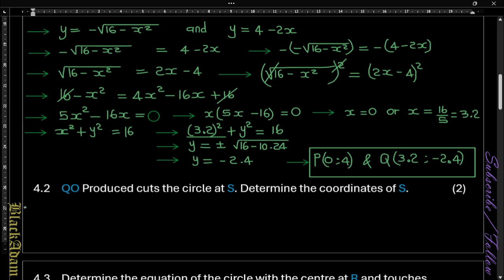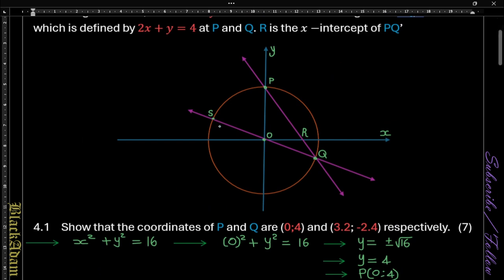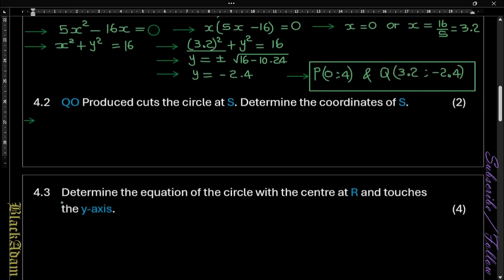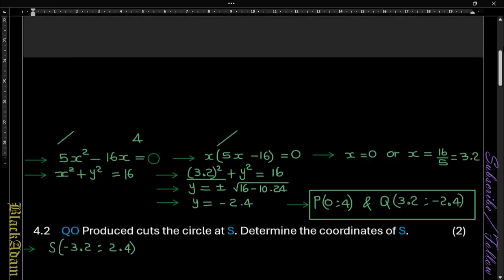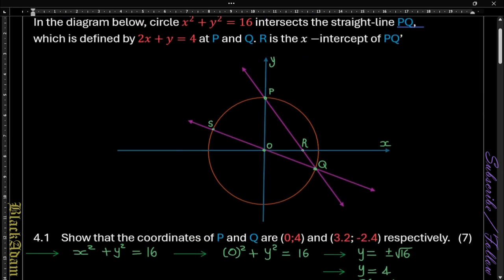Say QO produced cuts at S, and so we find that those sides are equal, the only difference is on the signs. So we have S now, which will be the opposite. It's going to be negative 3.2 and positive 2.4. So that's what we have. That's our answer.